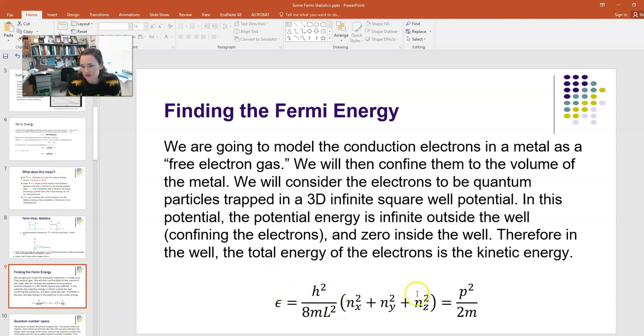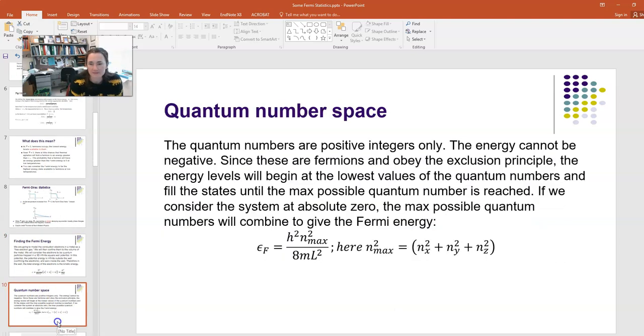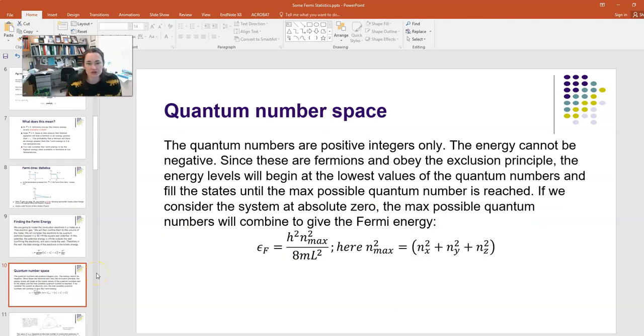Now, this is the energy, and inside of the well, it's going to be all equal to the kinetic energy. Kinetic energy, remember, can be written as p squared over 2m, where p is the momentum of the particle. Okay, so three-dimensional infinite square well. Now remember that these quantum numbers for the 3D square well are positive integers only. They start at 1 and go up in integer steps from there. So the energy can't be negative, all right?